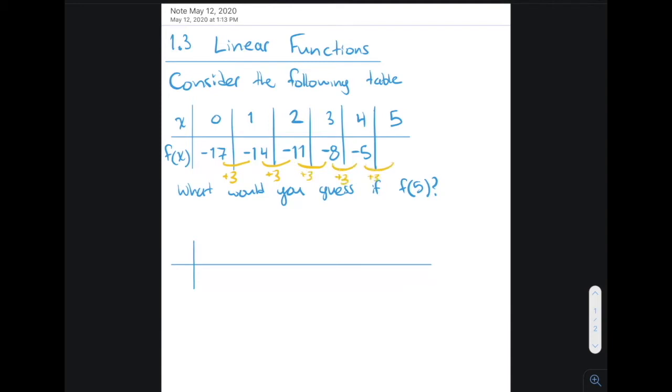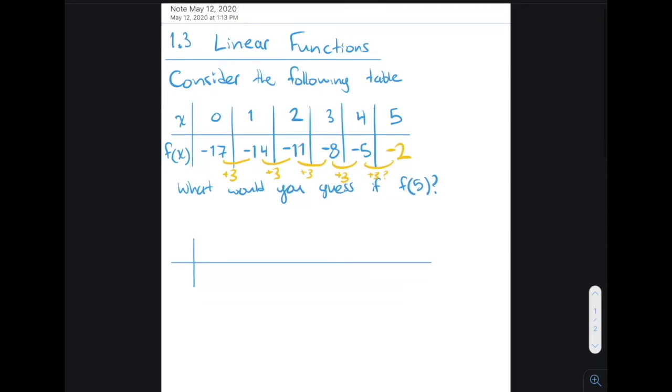It might seem pretty reasonable that we would see again that difference of 3, giving us our conjecture that f of 5 equals negative 2. And that would be a very reasonable conjecture.